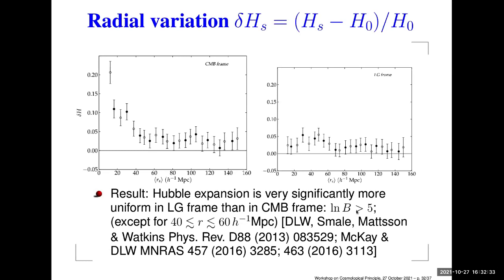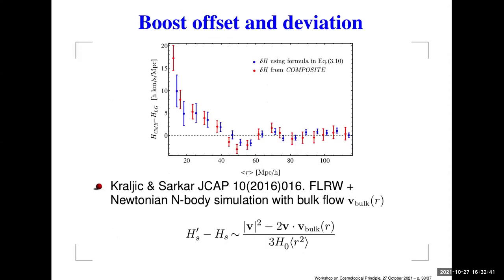A lot of 12 million mocks, we've done a lot of tests on this, and we had a log B greater than 5. Now, of course, you can get a similar thing in terms of bulk flows. So the claim here is that on the large scale, either there are bulk flows, which are very large and then will be discrepant with something else, or it is non-kinematic.